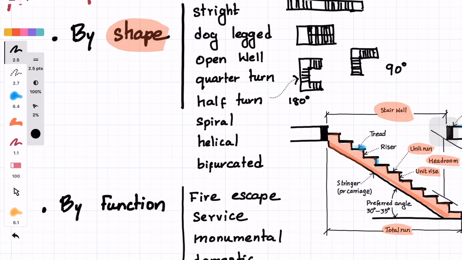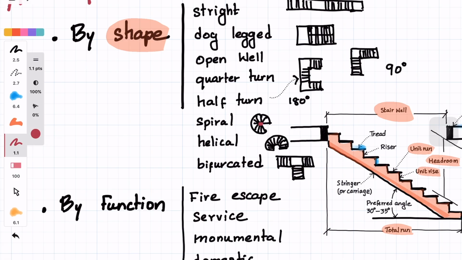Half turn staircases are U-shaped. The flight of stairs turns 180 degrees at a landing, reversing the direction back. Spiral, helical, bifurcated. The spiral staircase winds around a center vertical column called the newel post. Steps are wedge-shaped and radiate around the post. It is very compact and economical in space.